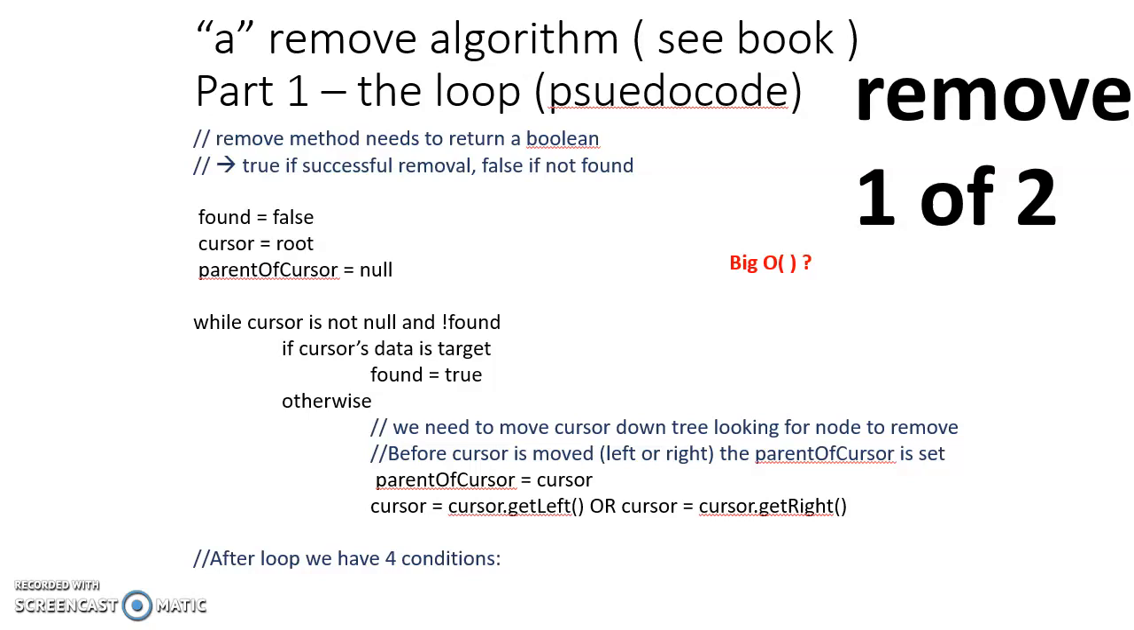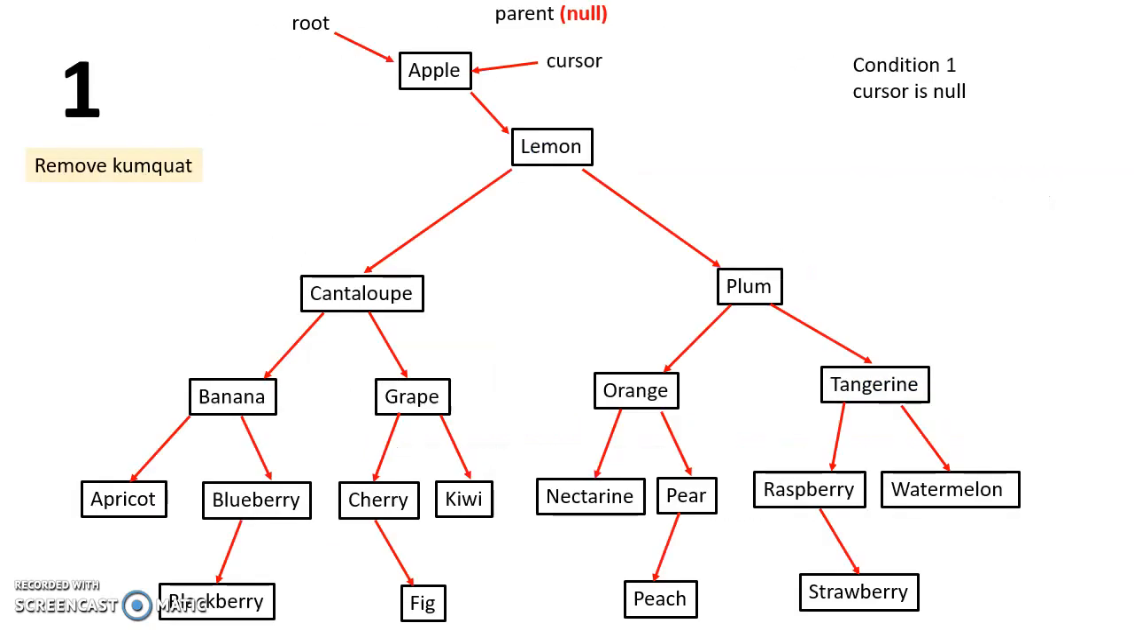Now I want to go through four possible scenarios for removal, which will match the conditions that we're going to see here. First, I'll probably go very quickly, just moving the cursors and pointers to get to the point where we have what we're looking for.